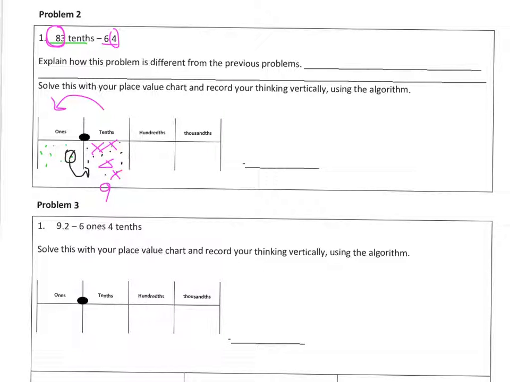So now I only have 7 ones, and I'm subtracting 6. 1, 2, 3, 4, 5, 6. So I still have 1 one left and 9 tenths. So let's check that vertically. So we've got 8 and 3 tenths, 6 and 4 tenths.